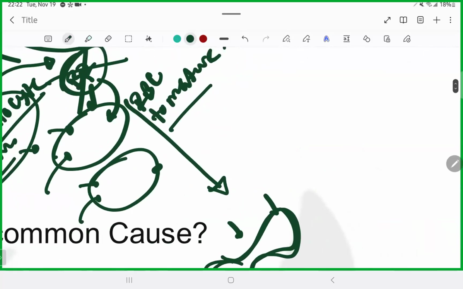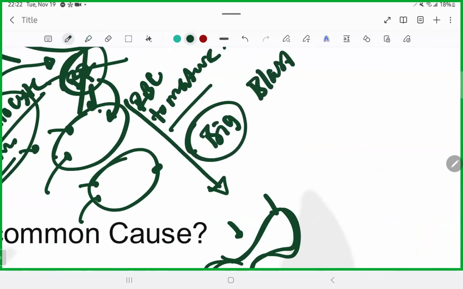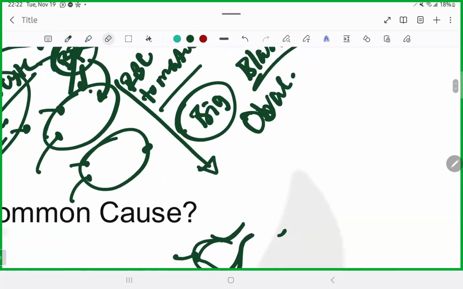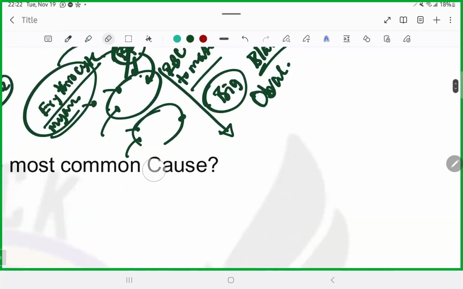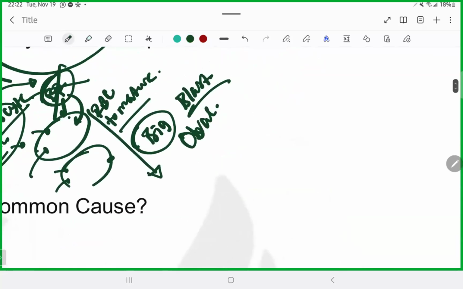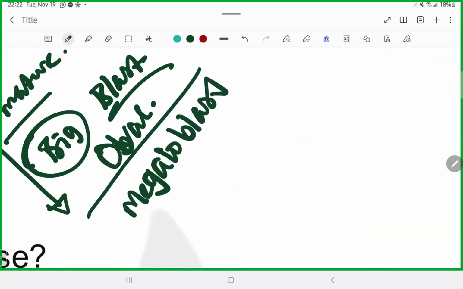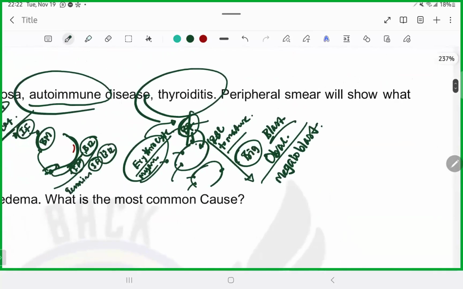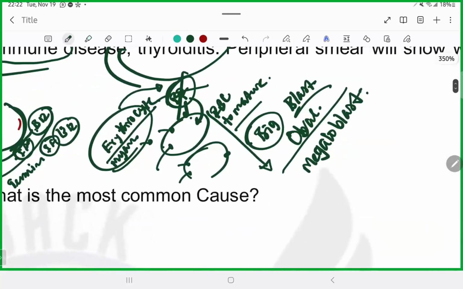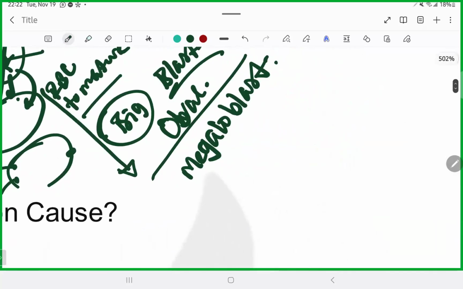Then how will they be? They will be big. We call it blast. And these are big and oval. What do we call it? These big ones we call megaloblast. Large and oval RBCs, we call them megaloblasts.